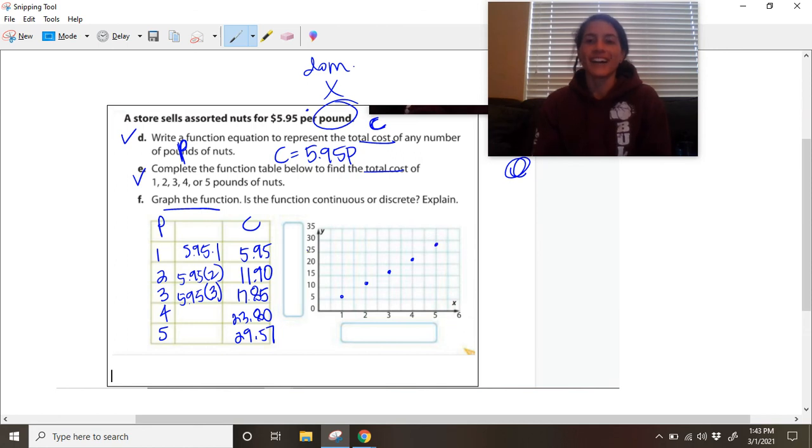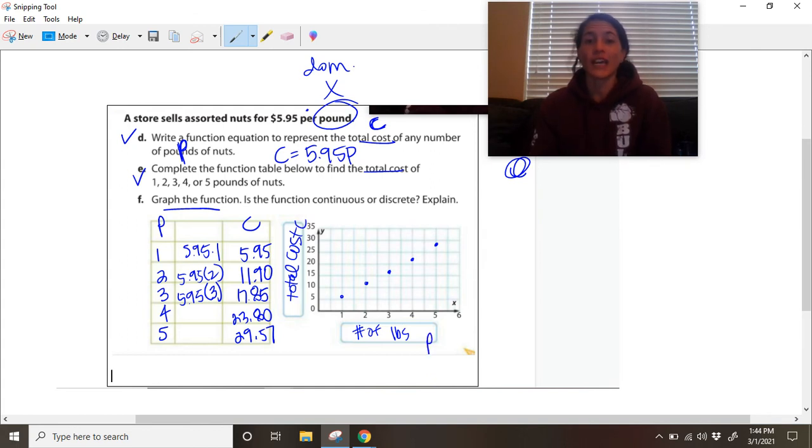Okay. So I've graphed my ordered pairs. Now, is it going to be a line or is it going to be dots? So we need to look at the domain. The domain is down here. This is the number of pounds purchased, and the Y is the total cost, C. The number of pounds purchased, P.